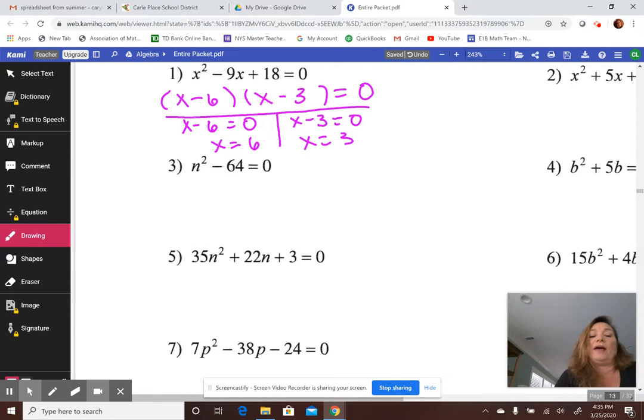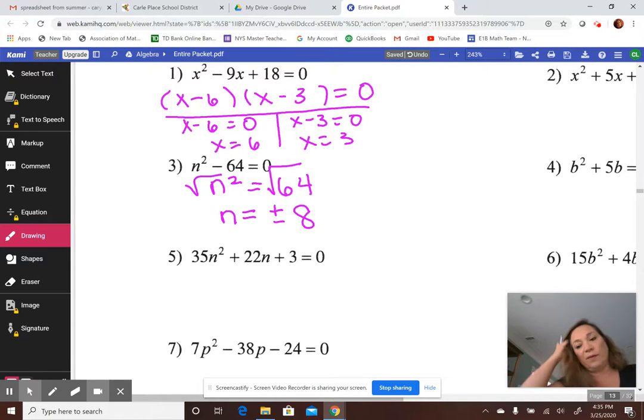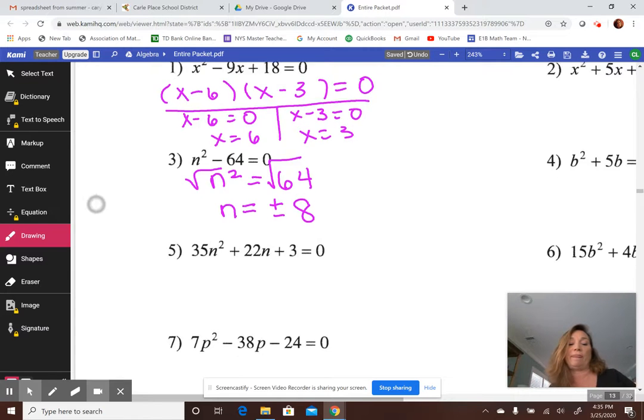Number 3, I'm going to move the 64, because whenever the linear term is missing, I can just square root both sides. So that gives me n is equal to plus or minus 8. Again, two answers. Quadratics have two answers.